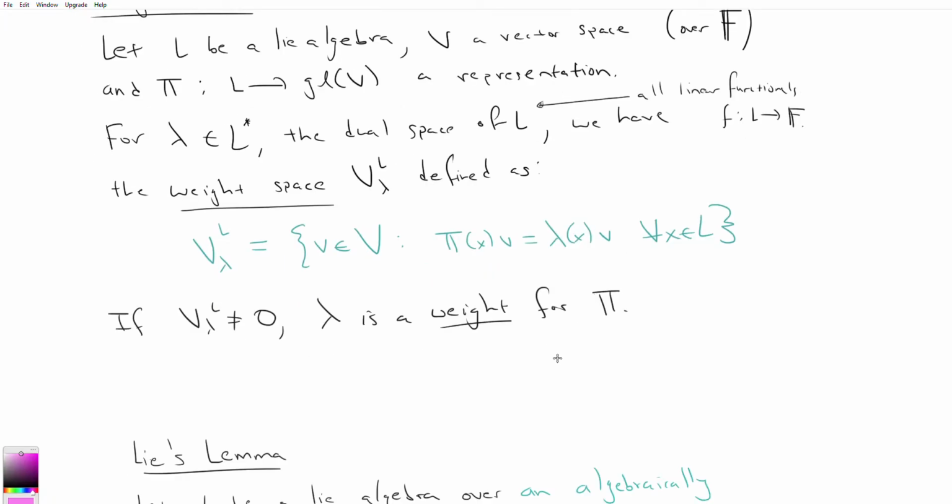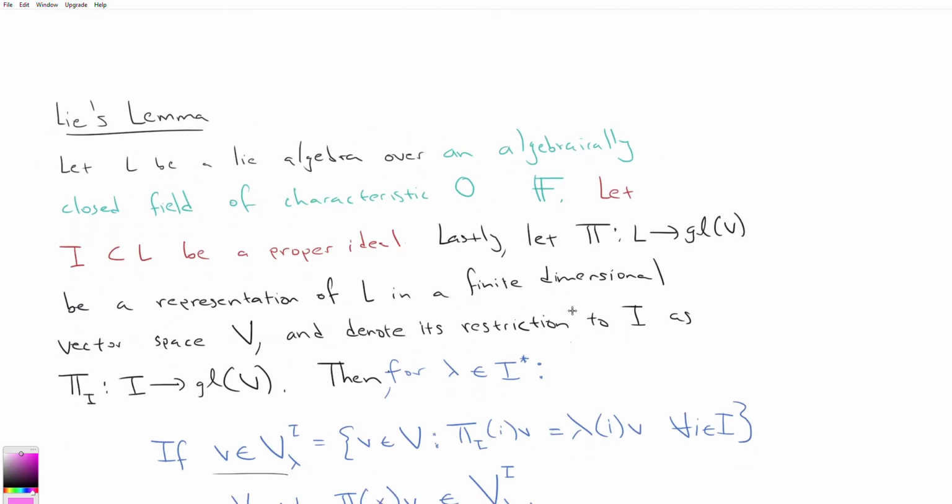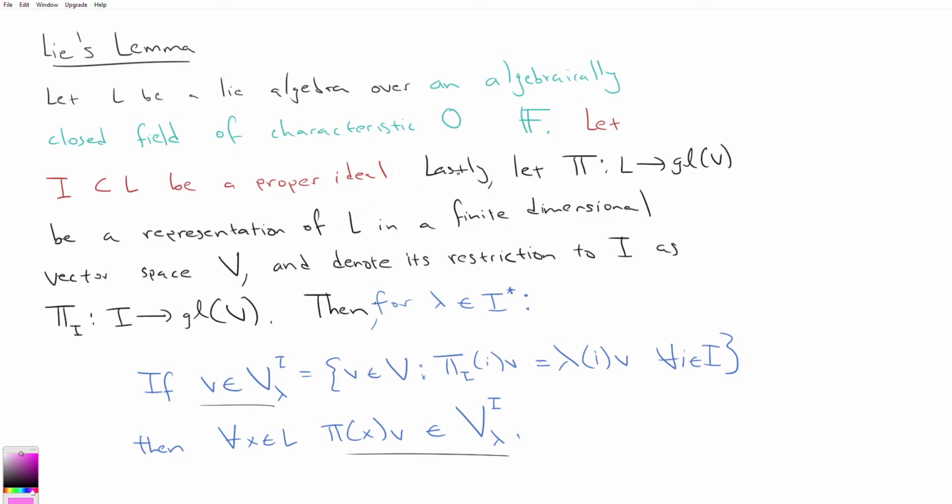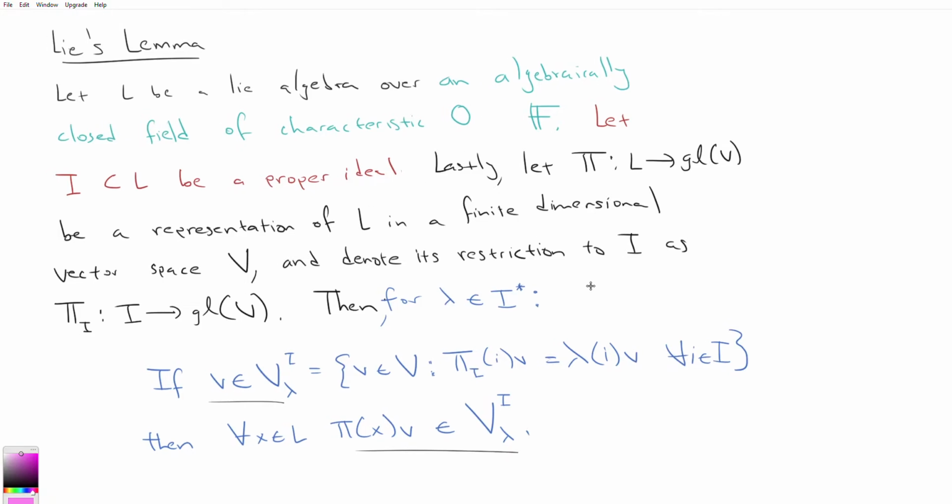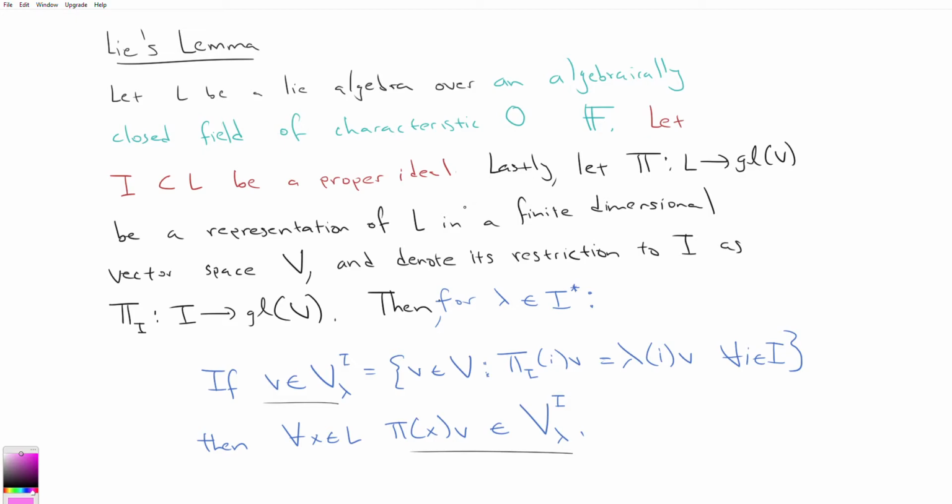And so we can actually move on to Lie's lemma now. So let L be a Lie algebra over an algebraically closed field of characteristic 0, and we'll say F is the field. And we need this because, so far we haven't really been assuming many things, but if you want more results, you're probably going to have to get more structure. And so let I be a proper ideal of L. And lastly, let pi be a representation of L in some finite dimensional vector space V, and denote the restriction of this representation to I as pi sub I.